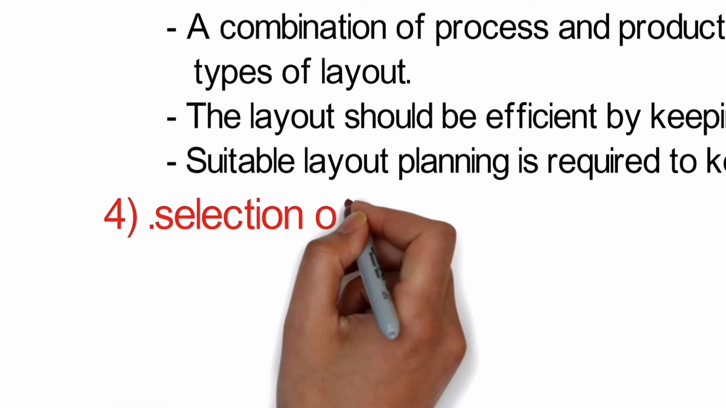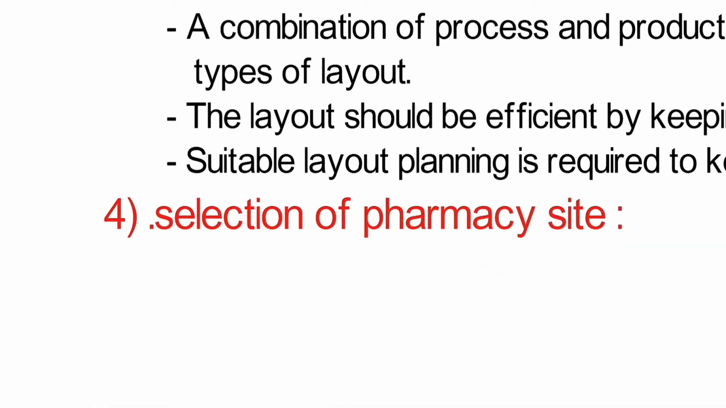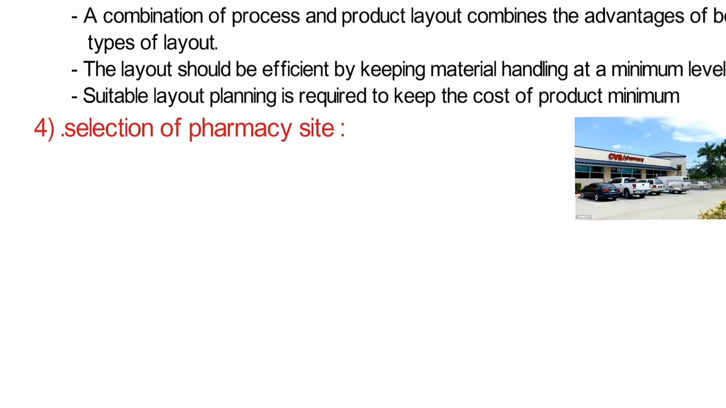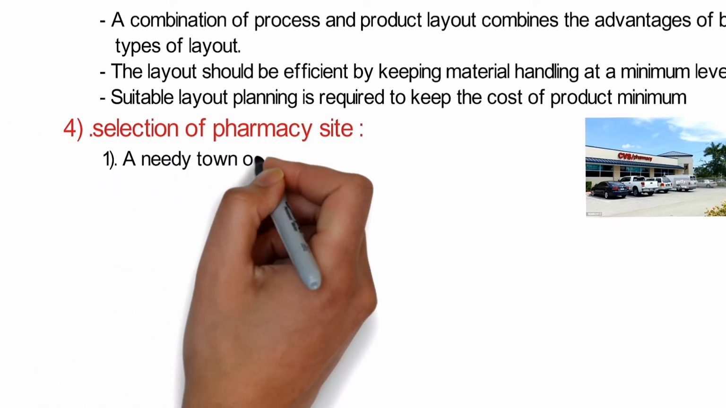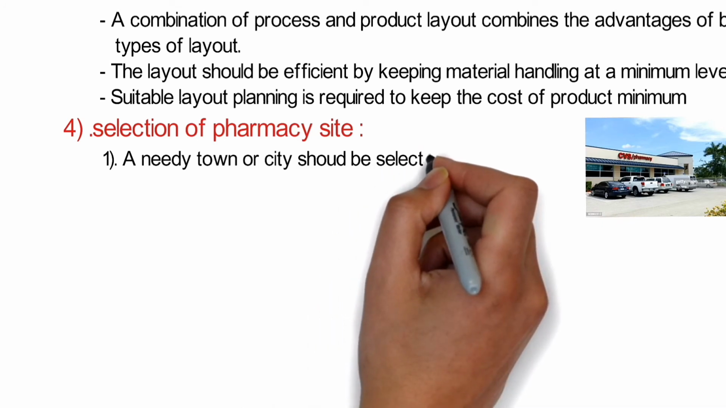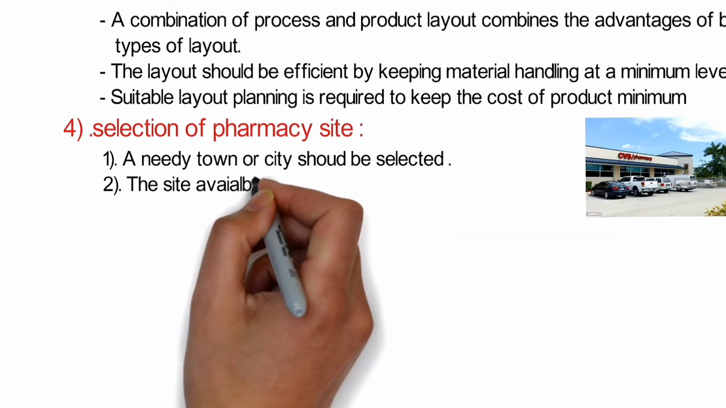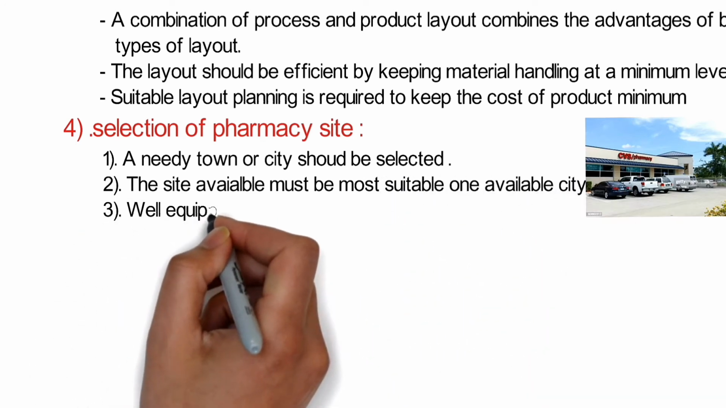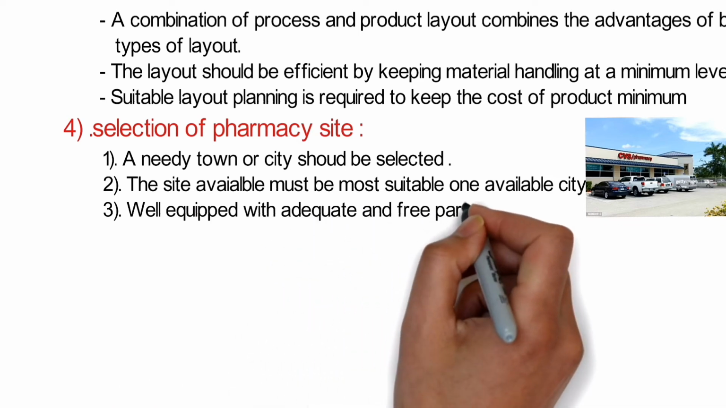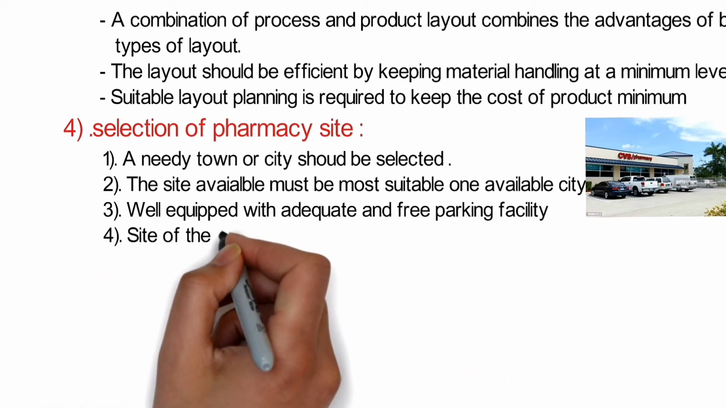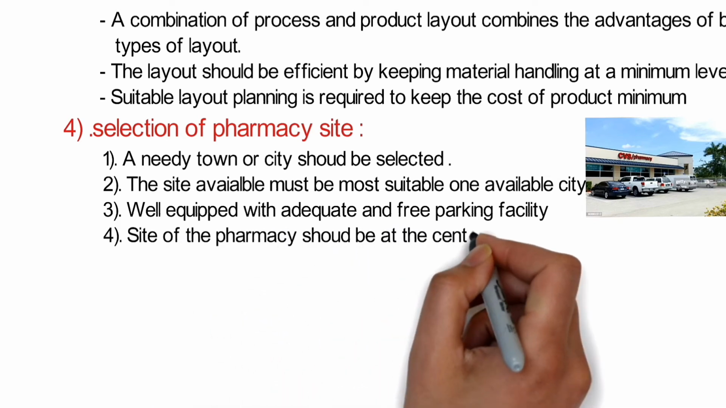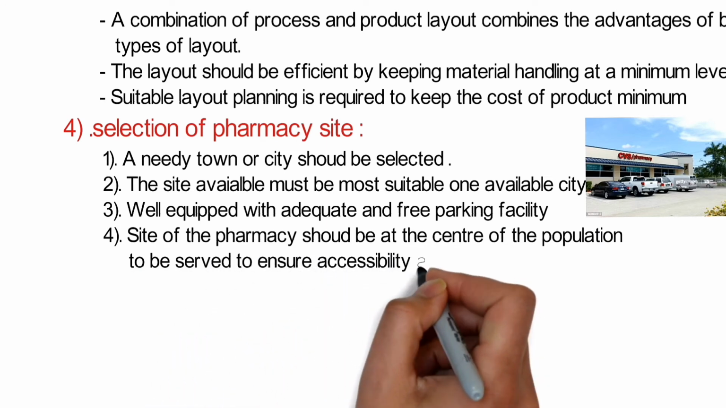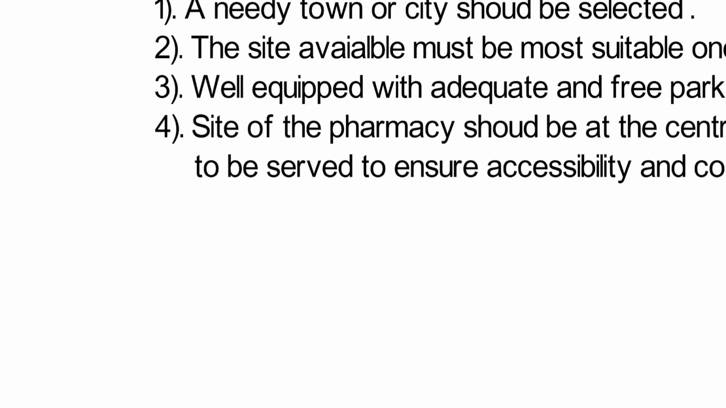We will discuss the fourth one, selection of pharmacy site. First, a needy town or city should be selected. Second, the site available must be the most suitable in the available city. Third, it should be well equipped with adequate and free parking facility. Fourth, the site of the pharmacy should be at the center of the population to be served to ensure accessibility and convenience.